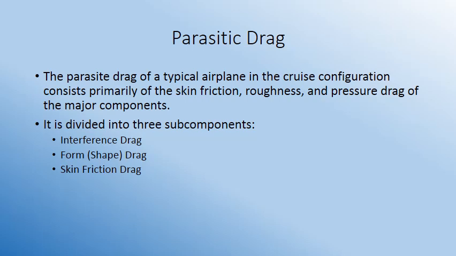Parasitic drag. The parasitic drag of a typical airplane in the cruise configuration consists primarily of the skin friction, roughness, and pressure drag of the major components. There is usually some additional parasitic drag due to such things as fuselage upsweep, control surface gaps, base areas, and other extraneous items. Parasitic drag is a combination of form drag, skin friction drag, and interference drag. It is important to mention that parasitic drag is sometimes defined as all drag not associated with the production of lift, which means that its minimization or elimination does not affect the aircraft's ability to fly.